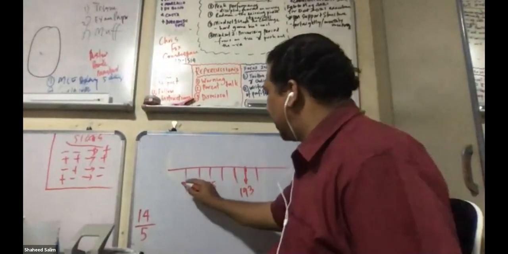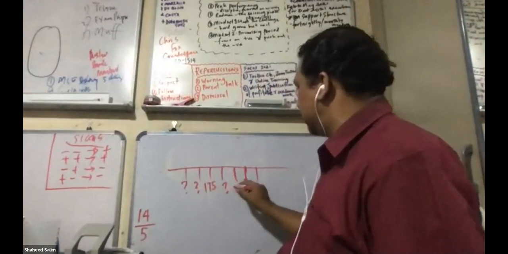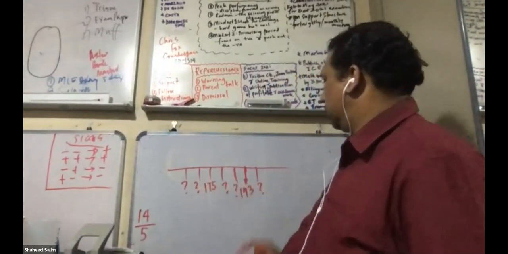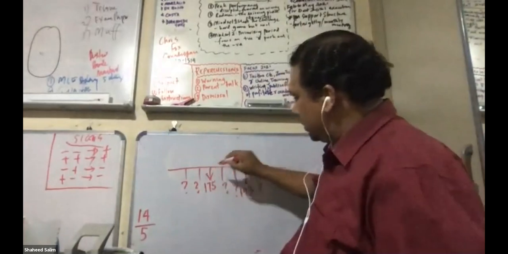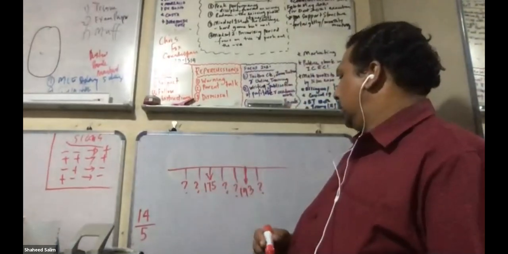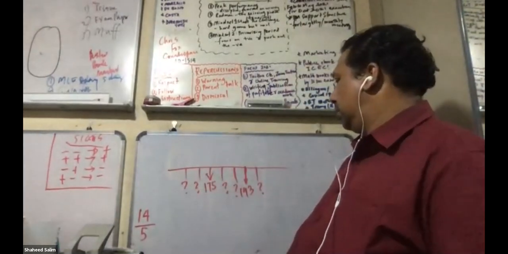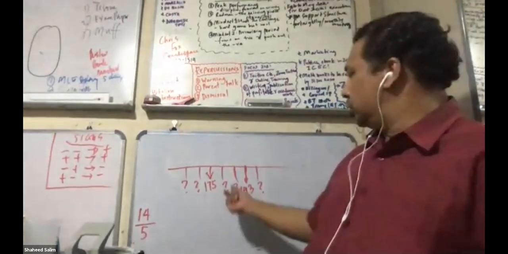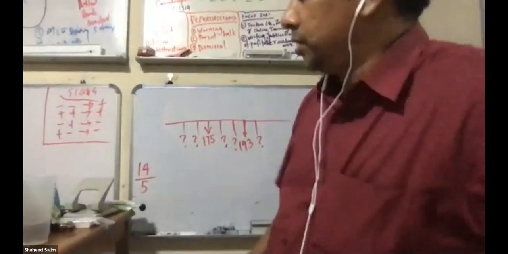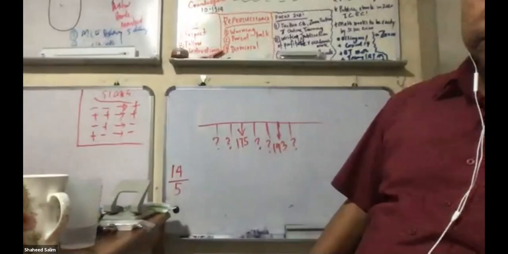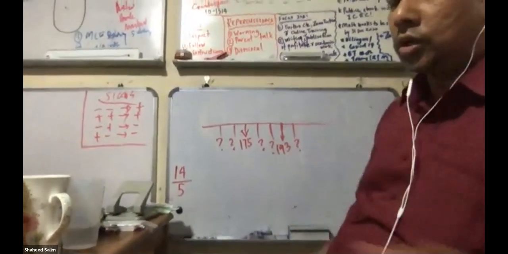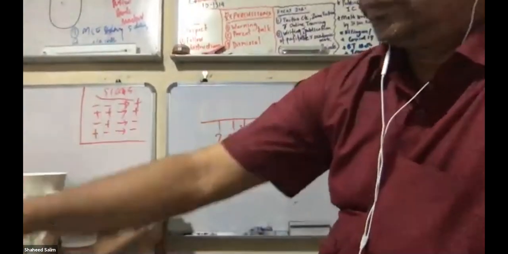So I want you to find out what all these points are. Okay, this one is here. How much is one? How much is the width of one?